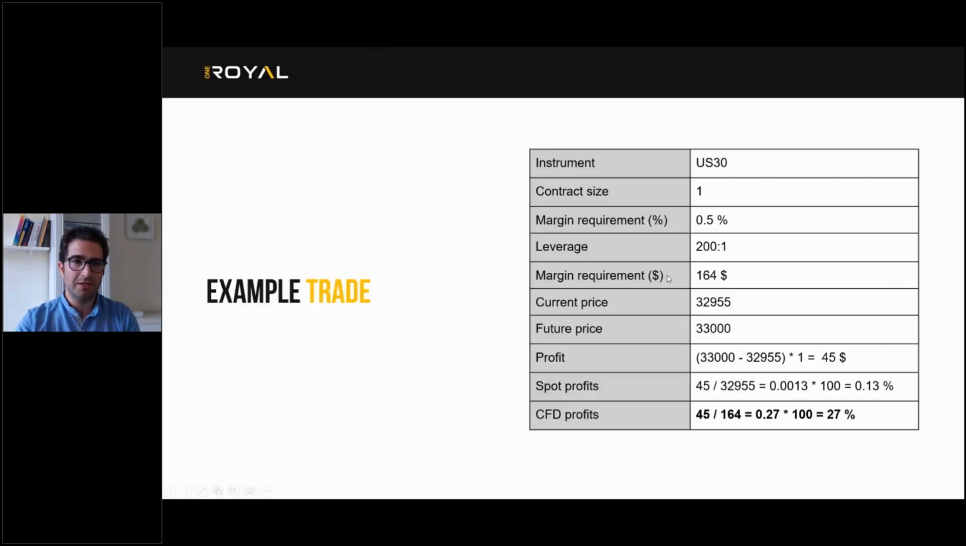Now we will give you an example of a CFD, or the calculation behind CFD trading. Let's say we have the instrument US30, and we decided to go long. As you remember, when you go long, that means you are expecting that the price will go up. And when you expect the market will go up, that means you are expecting to make profits for sure. So if you're long, you're expecting that the market will go up.